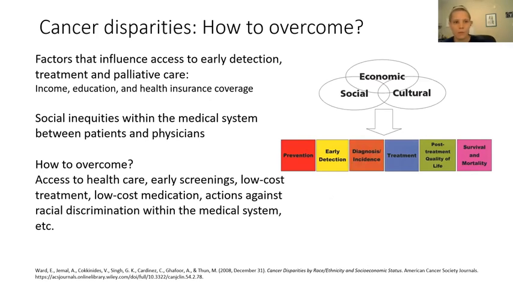So how to overcome this? The factors that influence cancer disparities are access to care, income, education, and healthcare coverage. And how do we overcome this? Some things that I was thinking of are access to healthcare, early screening, low-cost treatment, low-cost medication, and actions against racial discrimination within the medical system.